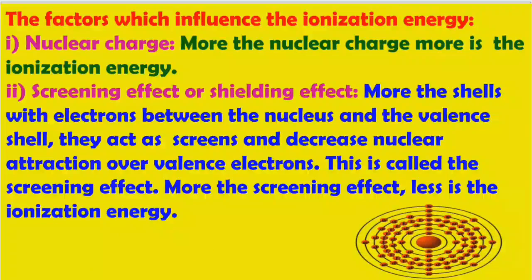Here we can observe a francium atom. The francium atom contains 6 inner cells. These 6 inner cells act as screens and they decrease nuclear attraction on the 7th cell. So we can easily remove an electron from the 7th cell. More the inner cells, the more they act as screens and decrease attraction on valency electrons. This is the screening effect or shielding effect.